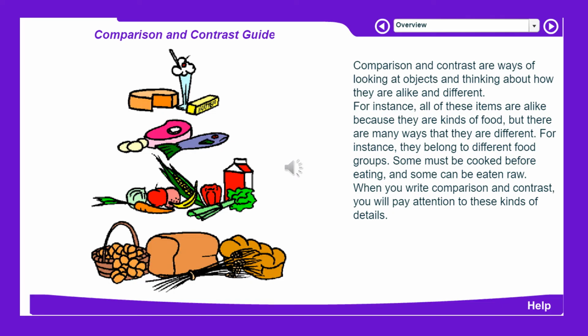Review. Compare and contrast are ways of looking at objects and thinking about how they're alike and different. For instance, all these foods are alike because they're kinds of foods. And there are many ways they're also different. For instance, they belong to different food groups. Some must be cooked before eating. Some can be eaten raw. When you write compare and contrast, you'll pay attention to these kinds of details.